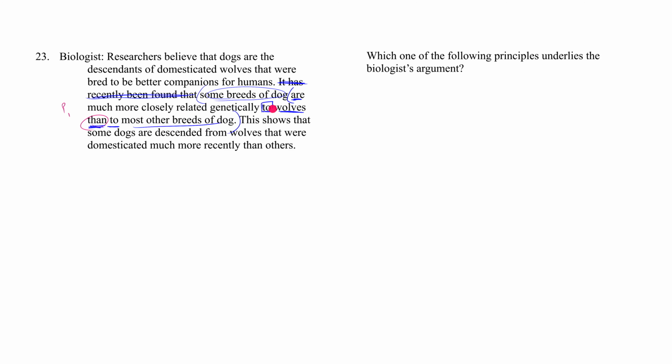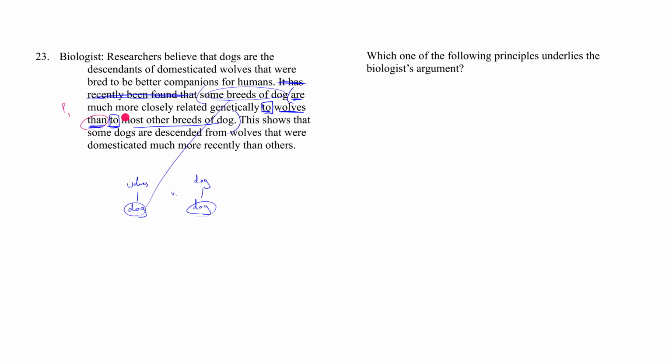Right there you have the comparison. On the one hand, we are saying how closely related the dogs are to wolves versus, on the other hand, how closely related these dogs are to other dogs. Other dogs. Right? And okay, let me just redraw this so that I don't skip a step. Right? Here's the some breeds of dogs. That's this. That's the subject, right?